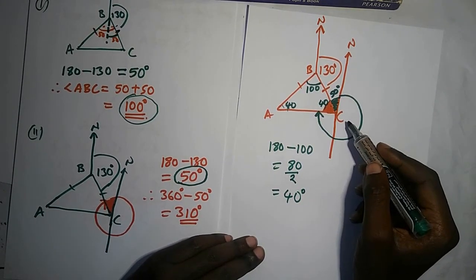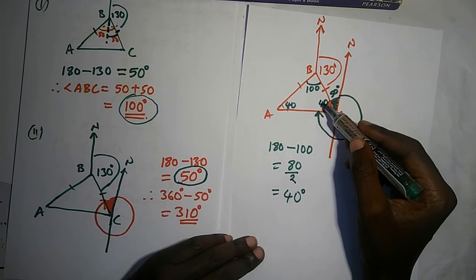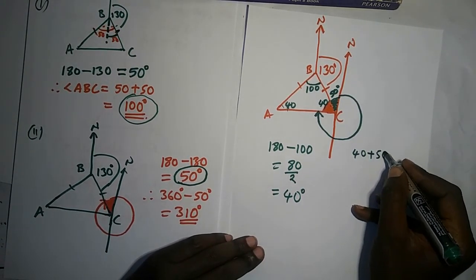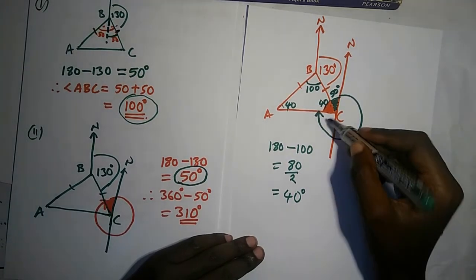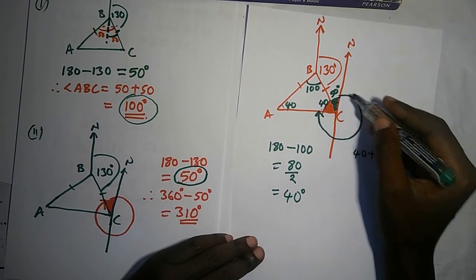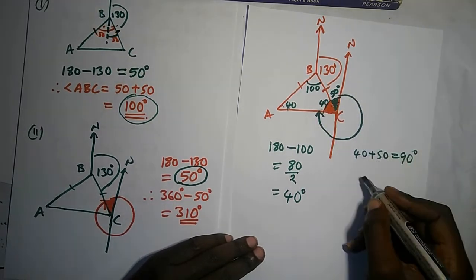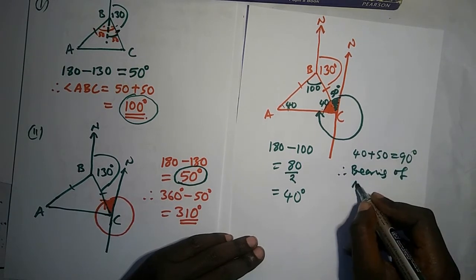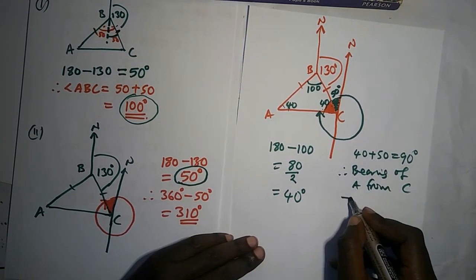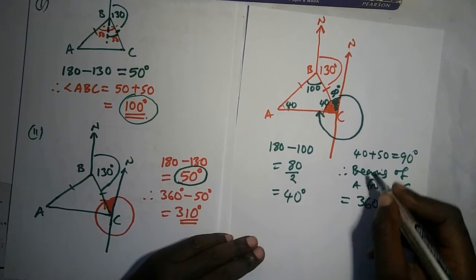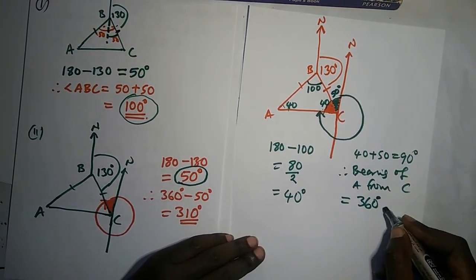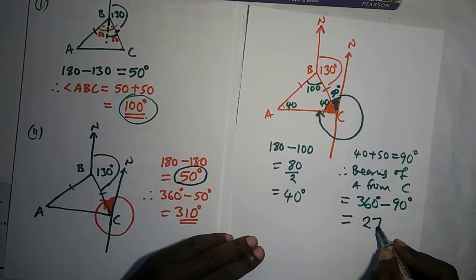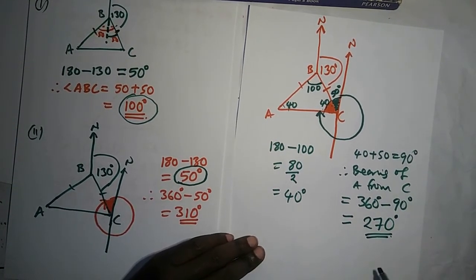Okay, so already here you can see that we have 50 and 40. So we can add these two. We are going to have 40 plus 50, which will give us 90 degrees. So the whole angle from here up to there is 90 degrees. And so for us to find our bearing now, we are going to say, therefore, the bearing of A from C is equal to 360, since here we have a circle, degrees minus 90 degrees, which will give us 270 degrees as our bearing of A from C.